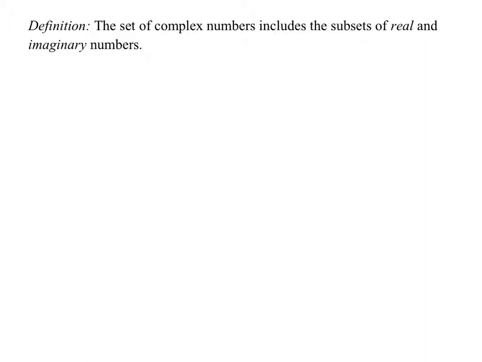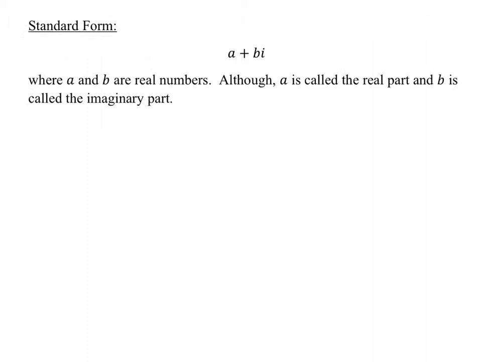The set of complex numbers, again, includes the subset of real and imaginary numbers. If you recall, earlier in the year we looked at all of our sets of numbers, and we said, well, we have our real numbers, and then we have our imaginary numbers. Well, imaginary numbers really have real parts to them as well. And we're going to see what the standard form of that is and how to utilize that concept. So this is called standard form. A and B are actually real numbers. A is called the real part, and B is called the imaginary part.